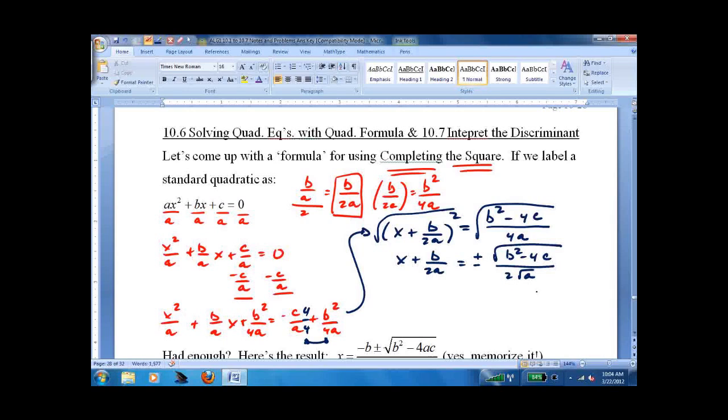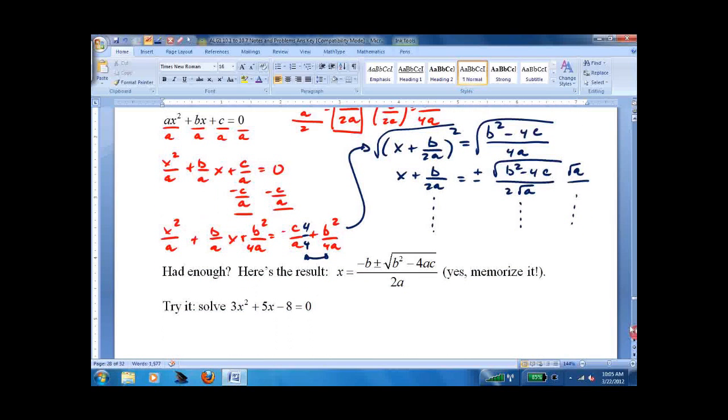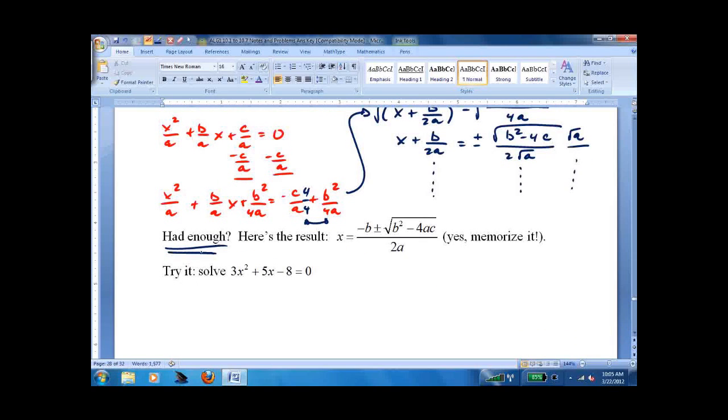And I took the square root of 4. It's the only thing I could really take the square root of. We have a radical on the bottom. We don't want that, so we multiply it up here. And it goes on and on. So, I think I might have made a mistake in there, but it doesn't matter. If you had enough, good.